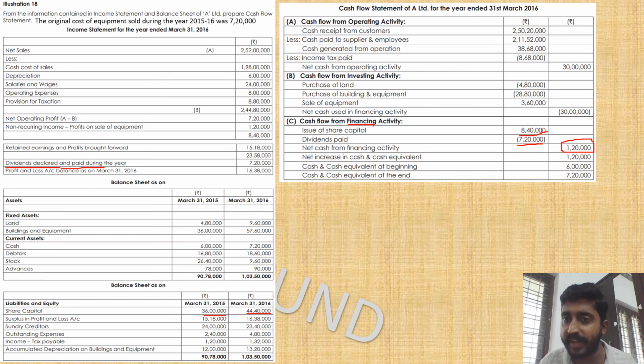Already we saw cash flow from operating activity is a 30 lakh inflow. Cash flow from investing activity is a 30 lakh outflow, which sets off each other. Cash flow from financing activity is a 1.2 lakh inflow. Now we will check the answer. Cash and cash equivalents as per the balance sheet is 6 lakhs opening and 7.2 lakhs closing, which means you have generated 1.2 lakhs of cash. As per the cash flow statement also, it is 1.2 lakhs. It is tallying with each other, and hence your cash flow statement is perfectly right.